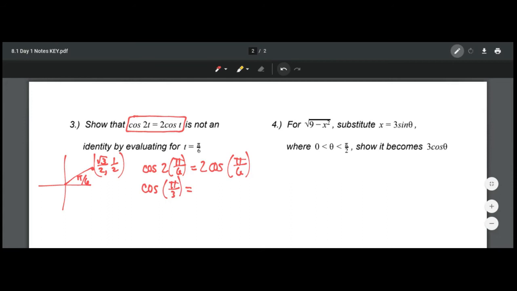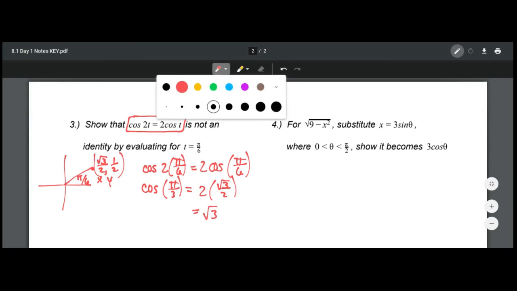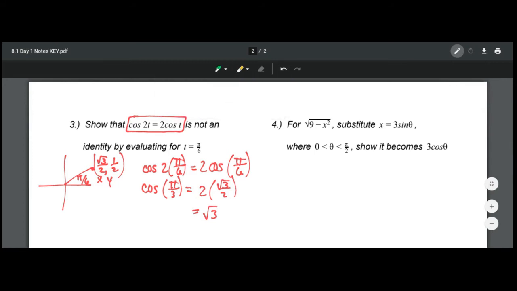But 2 times cosine of pi over 6, we have our cosine is our x-coordinate, so that would be 2 times root 3 over 2, which would give us just root 3. All right, so now if I draw another part of my diagram to include a pi over 3 angle, that's a 60-degree angle, so those coordinates are 1/2, comma, root 3 over 2. And so cosine is our x-coordinate, and 1/2 is definitely not equal to root 3. So we have proven that this is not an identity.